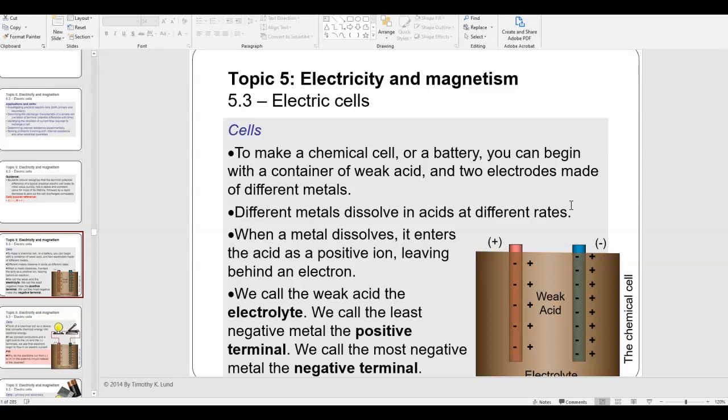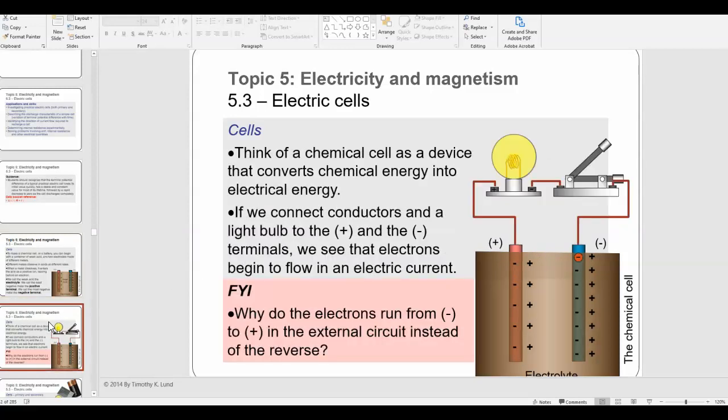We call the least negative metal the positive terminal, and the most negative metal the negative terminal. That's why you have to be careful with batteries, by the way, because they do have acid in them. Basically, what a cell does is it expends chemical energy and turns it into electrical energy.